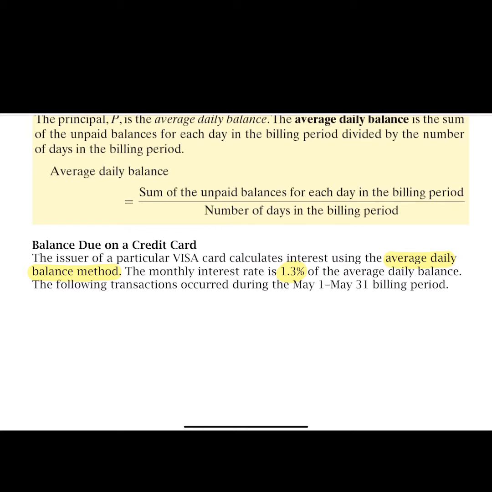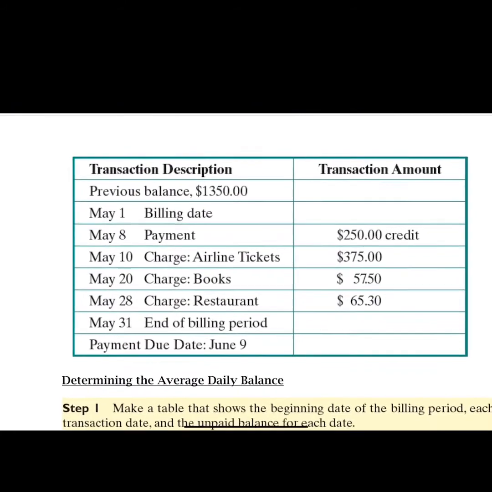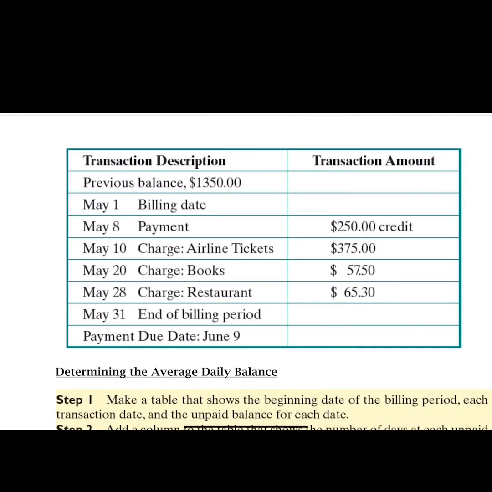The following transaction occurred during the May 1st to May 31st billing period. So let's go ahead and look at what happened. The previous balance this person had was $13.50 from the previous month, April. May 1st is the billing date. He or she made a payment of $250. When you make a payment, that's a credit. And then he decides to go on an airplane and he makes a charge of $375.